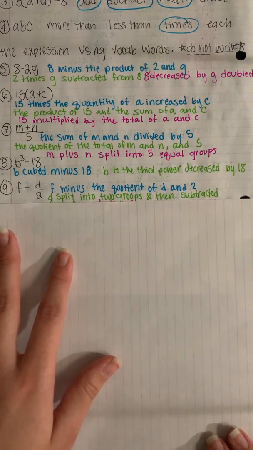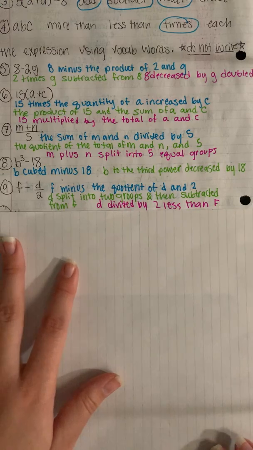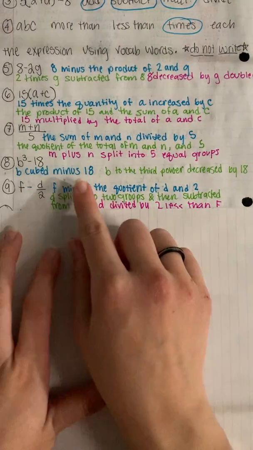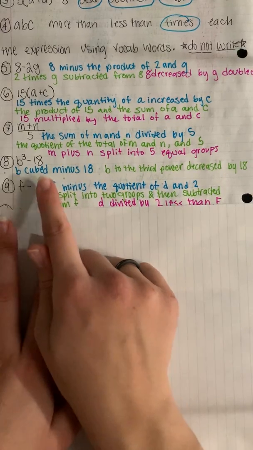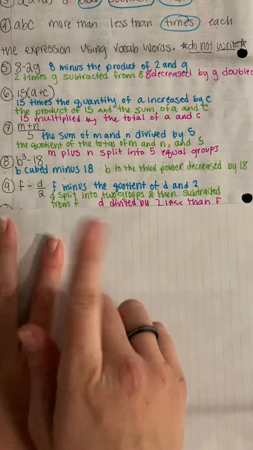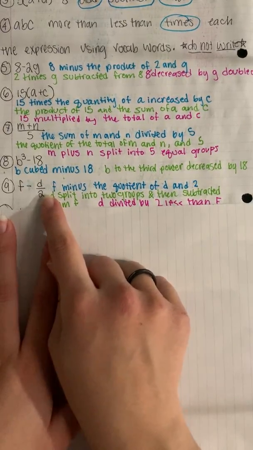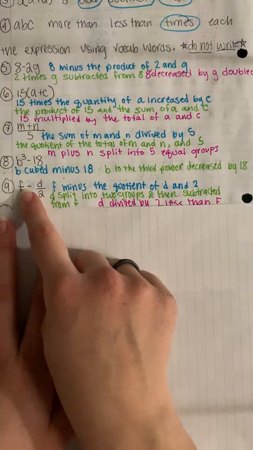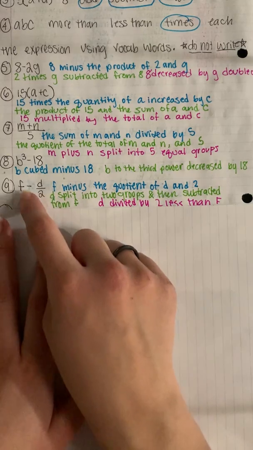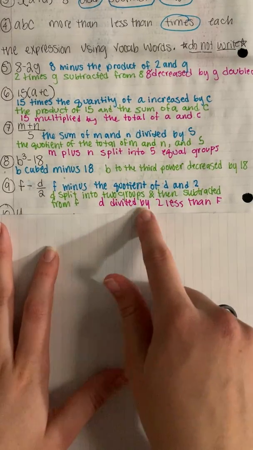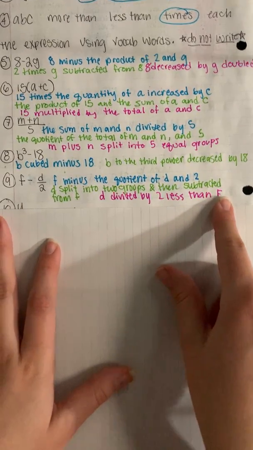For number 9, you can already see my 3 answers there. F minus the quotient, since we're dividing here, of d and 2. You could say d split into 2 groups and then subtracted from f. So that one you start with this and then take it away from the f. Or you could say d divided by 2 less than f.